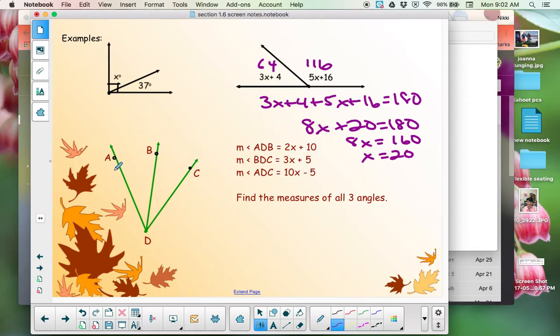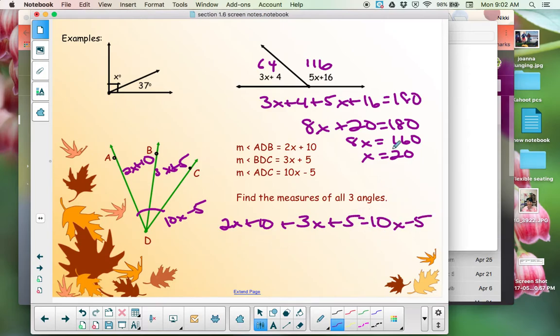This one, same thing, ADB. If they don't label it in the picture, I would put it in the picture if I were you. ADB is 2x plus 10. It allows you to see how the pieces go together better. BDC is 3x plus 5. And then ADC, the whole thing, is 10x minus 5. So I would say 2x plus 10 plus 3x plus 5 has to equal 10x minus 5. And then I would simply do my algebra like I did up here. Put your like terms together and solve for x.